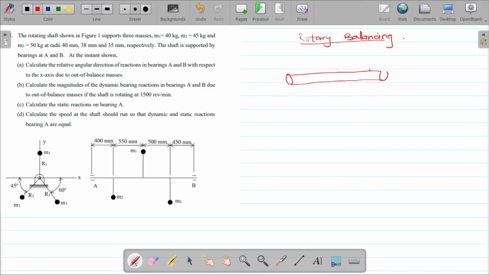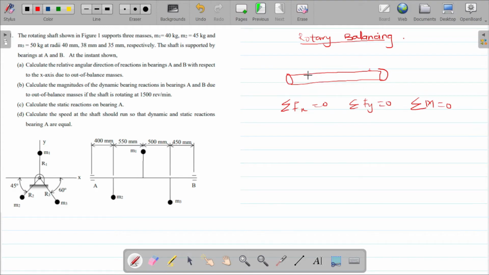So the sum of forces in both x and y axis should be equal to 0. That is, the sum of forces in the x should be equal to 0, the sum of forces in the y should be equal to 0, and the sum of moments should be equal to 0 as well. That's for plane mechanics, obviously.